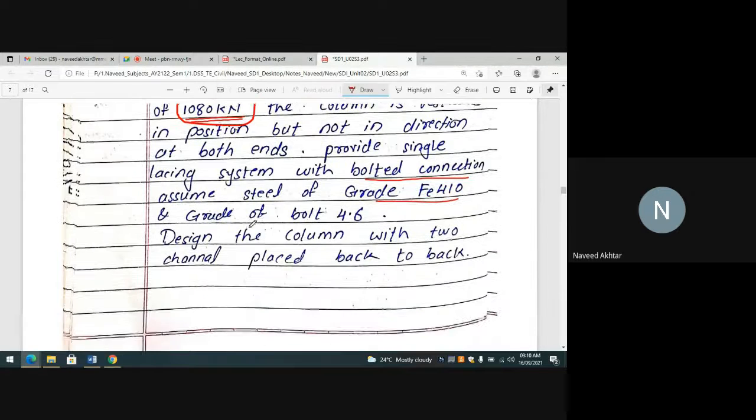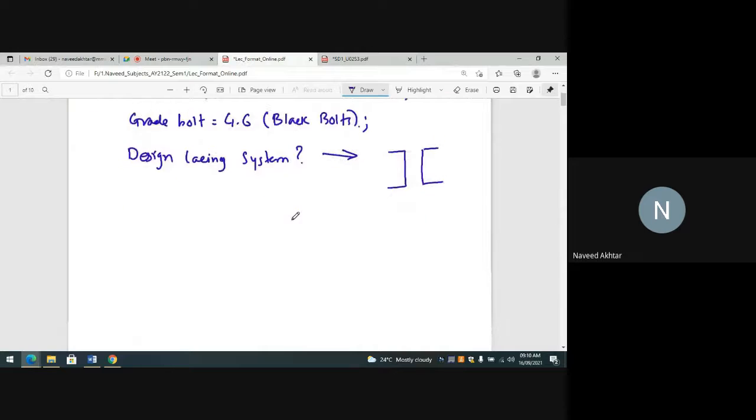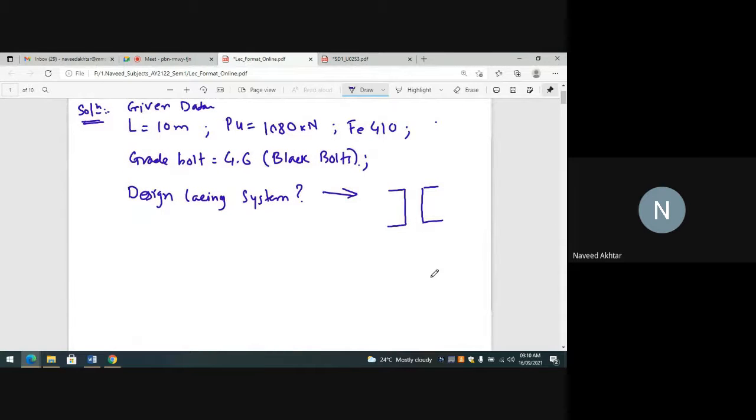Now we will solve this example, because L is given, Pu is given, and fy is given. So step one for design of the built-up column is similar to the design of a column. First, we have to assume fcd, because here we don't know the section. We just know that two channel sections are to be provided back to back.